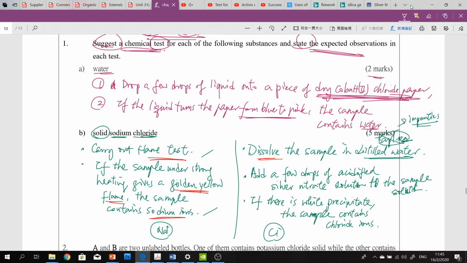So I would like to check for the keywords. First of all, you are going to dissolve in distilled water. Second, a few drops of acidified silver nitrate solution. And 3, you are going to check for the white precipitate, which tells you the presence of chloride ions in the sample. So this is what I'd like to talk about for 1B.